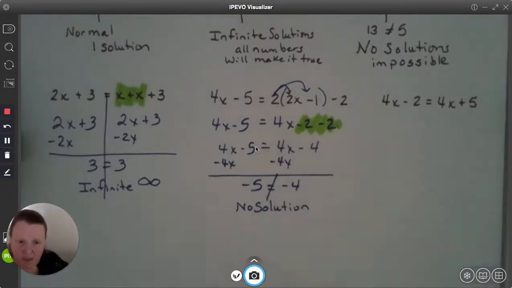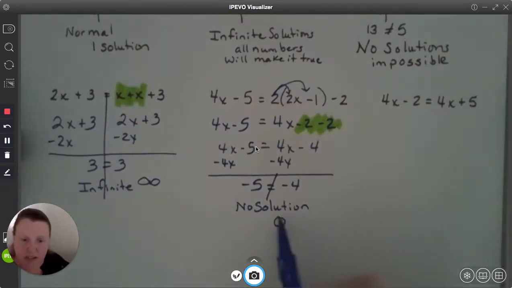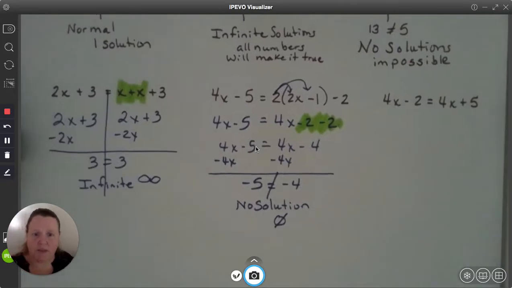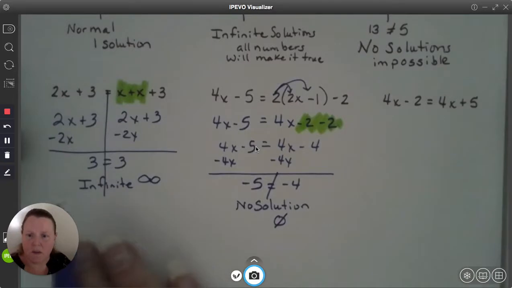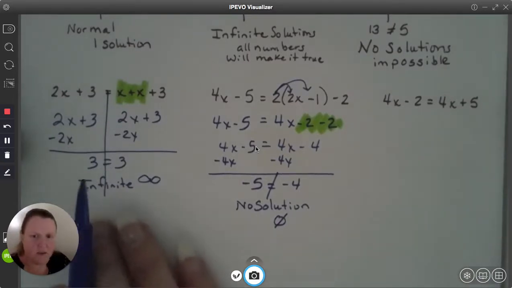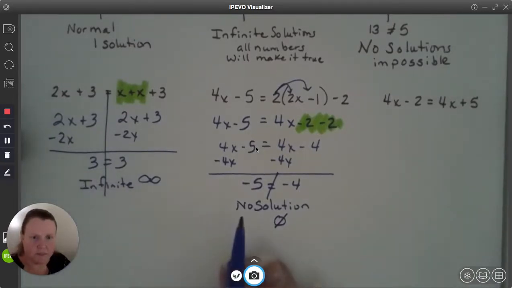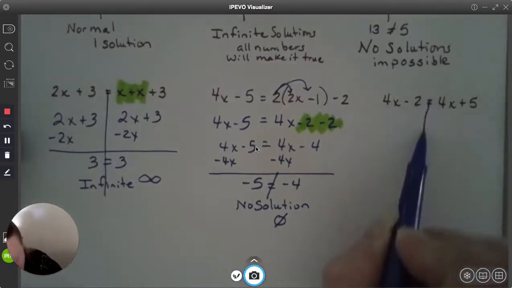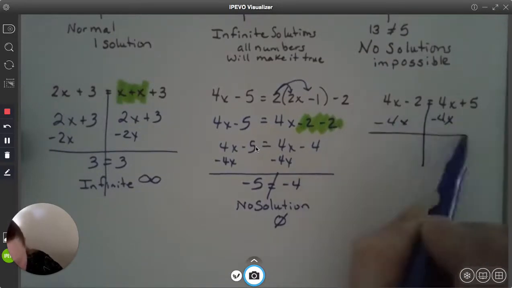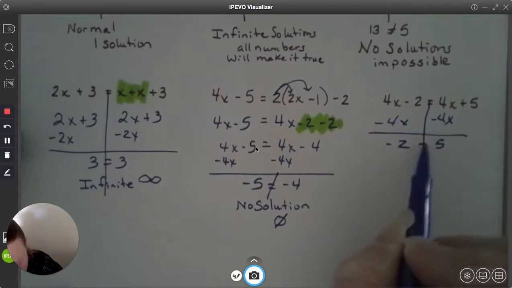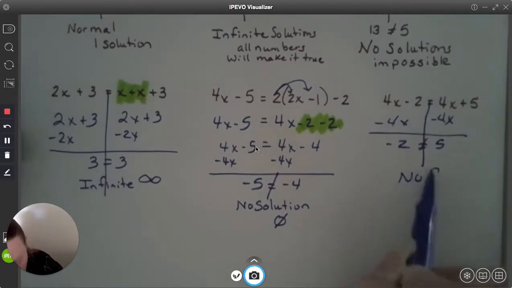Some teachers will use a symbol for that. It will be this. So if you need to put a symbol there, that would be the symbol that I would use. So if I were just going to look at this third one that I have constructed here, do you think that it matches more of the infinite or the no solution? You are correct. We're going to come down here, subtract the 4x from both sides, and we will be left with negative 2 equals 5, which we know is no solution.